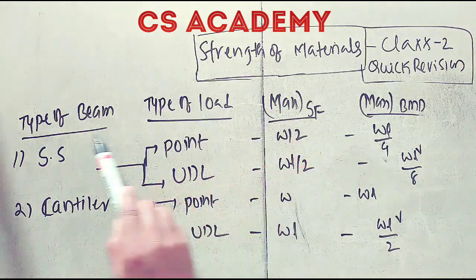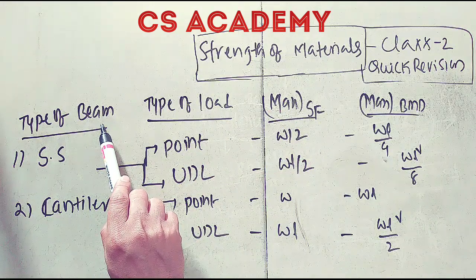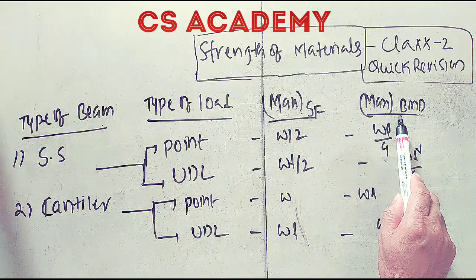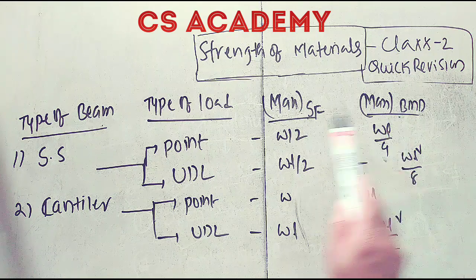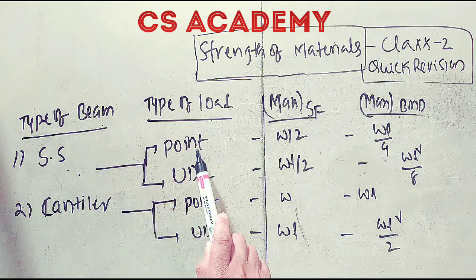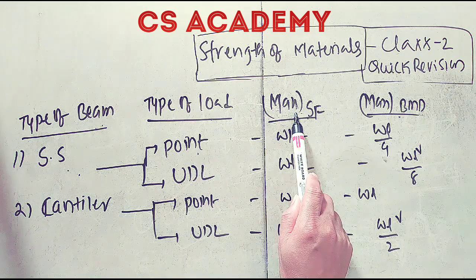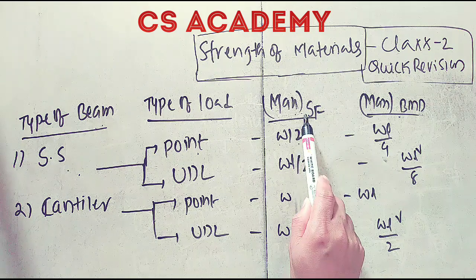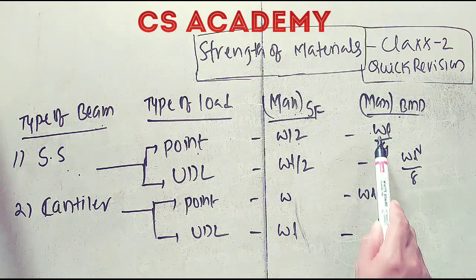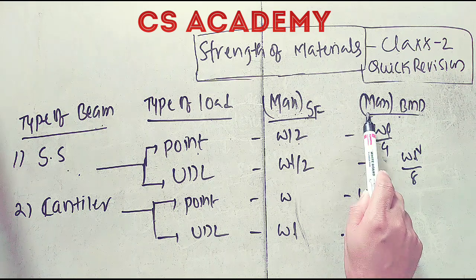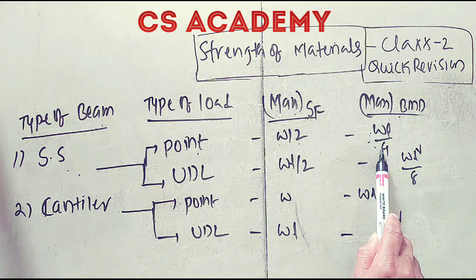The last concept: it differs based upon the type of beam and type of load, where the maximum shear force happens and where the maximum bending moment happens. Suppose it is a simply supported beam with a point load: the maximum shear force happens at W by 2, and the maximum bending moment happens at WL by 4. We have to remember these equations.